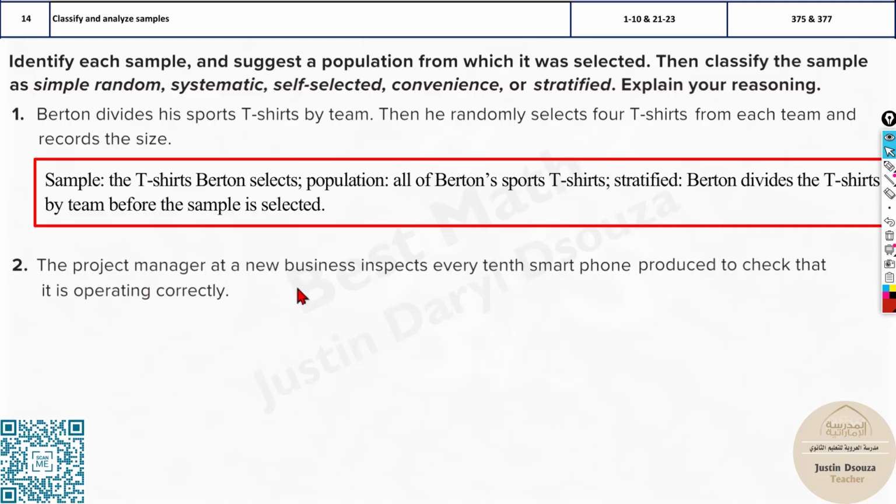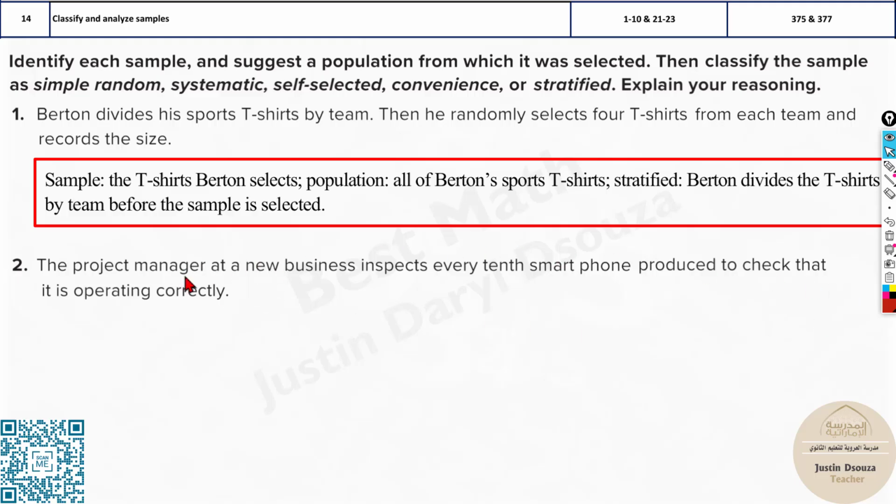The project manager at a new business inspects every 10th smartphone produced to check that it is operating correctly. Now here, when you do something after a certain amount of time, in the sense 10th smartphone or 5th student or second object, something like that, every second object. So you're doing it in a system. So this is systematic.